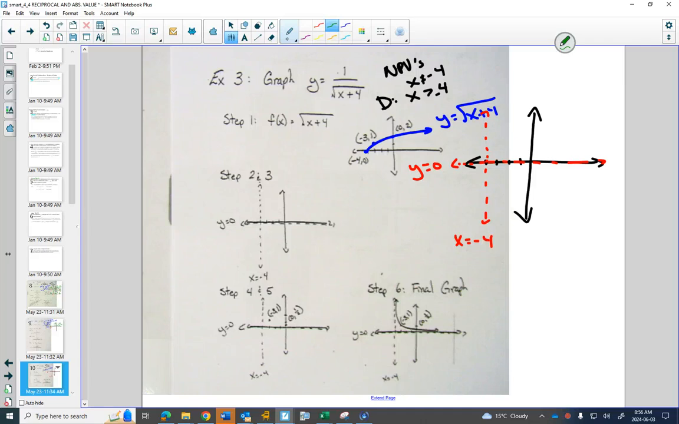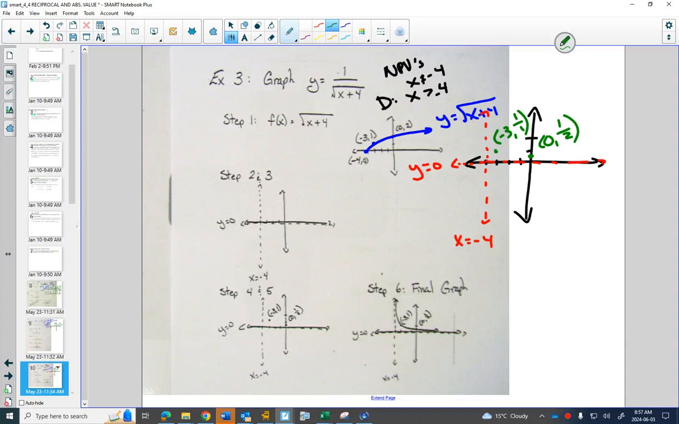Next, we find some points, like we have negative 3, 1 and 0, 2 on our original graph. 0, 2 will change to 0, 1 over 2. Negative 3, 1 will change to negative 3, 1 over 1, which I could just leave as 1.